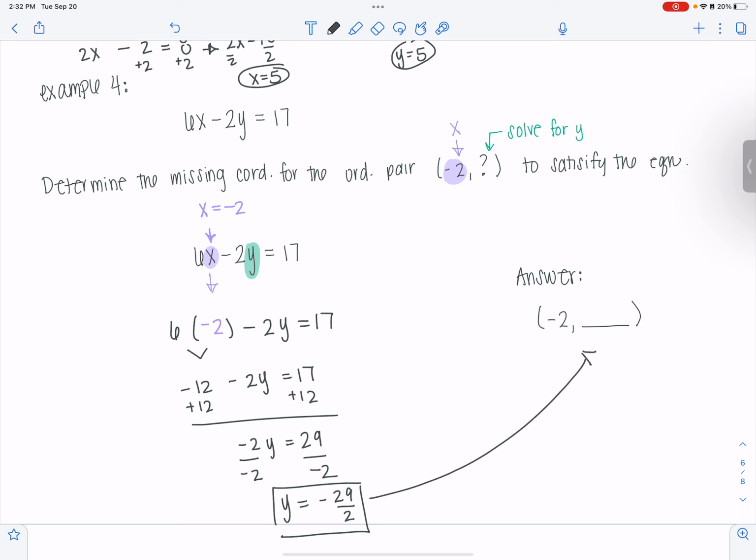Now in Hawks, you're going to physically fill in the missing coordinate. And so you would type in that answer you get there. So this is how it will look in the homework.